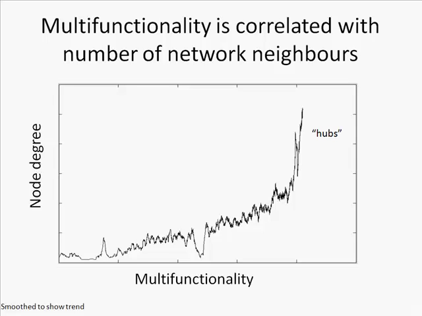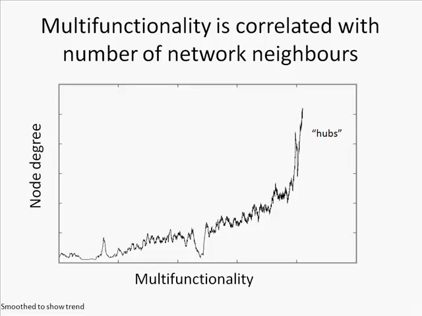Part of the answer is that the genes that have lots of functions tend to have lots of network neighbors in these networks. So they tend to be hubs. This is a phenomenon that people have reported in the literature. There's been some equivocation, but it definitely seems to be true. This is a somewhat smooth plot of genes by their multifunctionality plotted against node degree, so how many connections they have. The hubs are over here, and there's definitely a correlation.